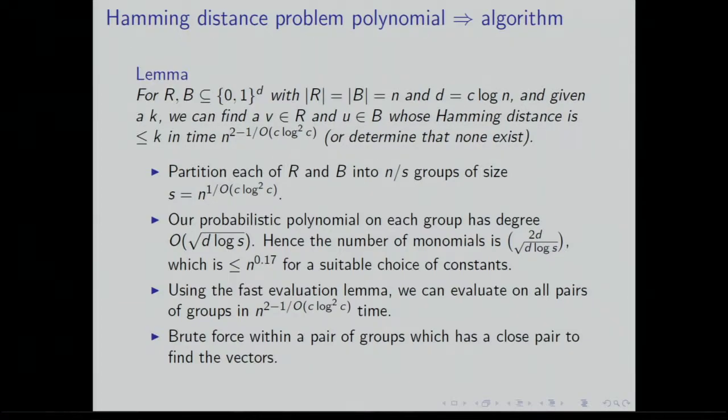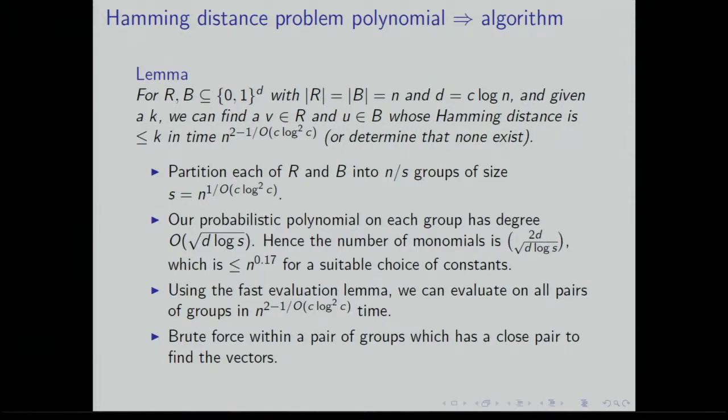In other words, this was exactly the size s we needed to be able to use our probabilistic polynomial inside the fast evaluation technique with rectangular matrix multiplication from before. And here's the part where if the degree of the probabilistic polynomial were any bigger, this wouldn't work. Because if we had an extra log d term here, this binomial coefficient would be too big to ever give at most n to the 0.17 monomials with a significant saving in the size s here. All right, so using the fast evaluation, we can then evaluate the polynomial on all the pairs of groups in this much time.